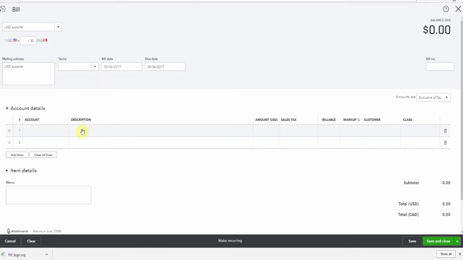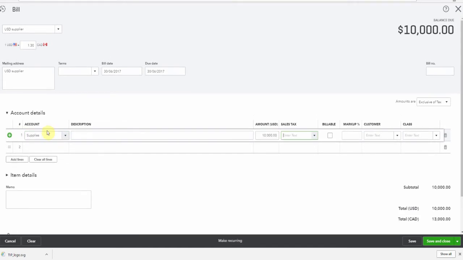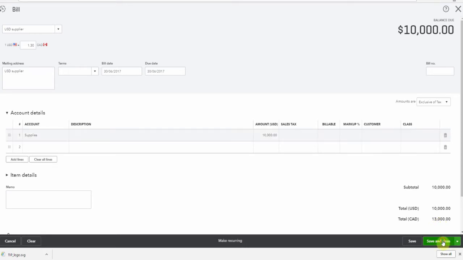The supplies purchase, $10,000, is now calculated as 13,000 Canadian. Note that this is the amount that will appear in all of our reports. All reports are displayed in the home currency. So let's have a look.